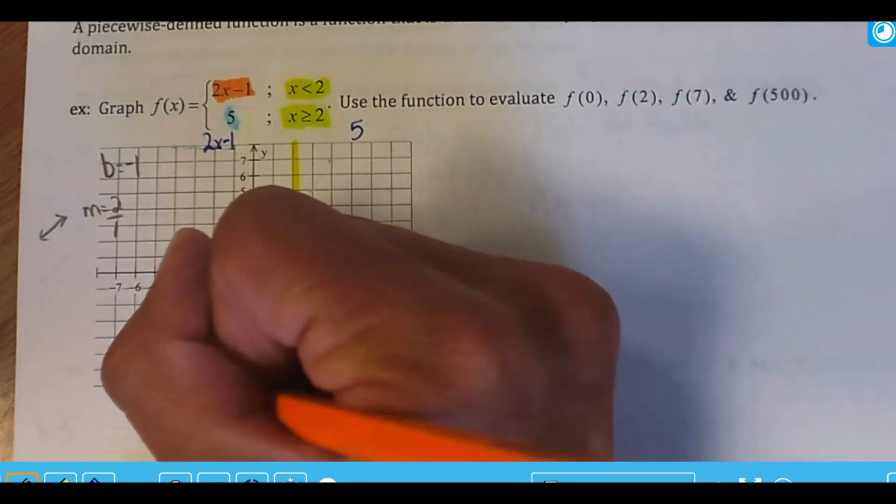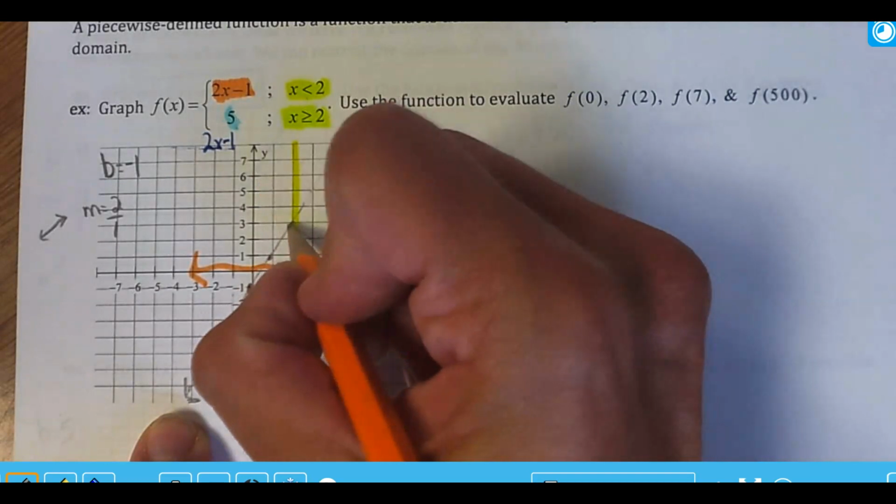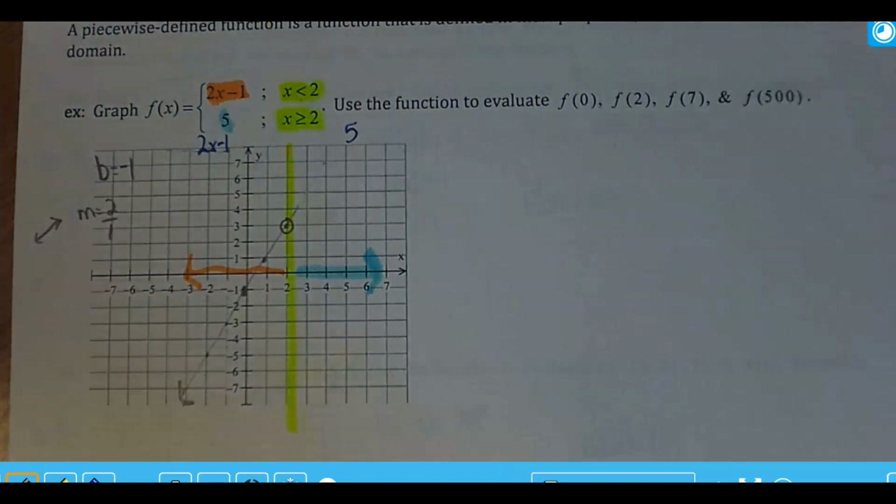On this side, because there is not a wall stopping it here, I will put an arrow. And when I look at this one, it says don't include 2, so I'm just going to make it an open circle.